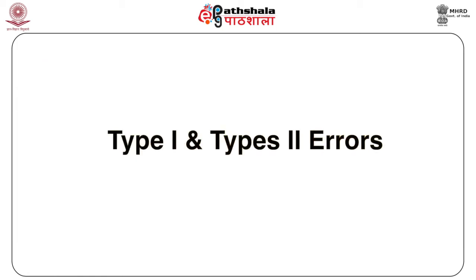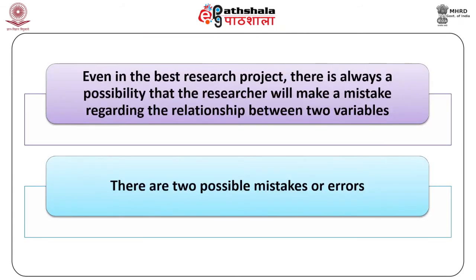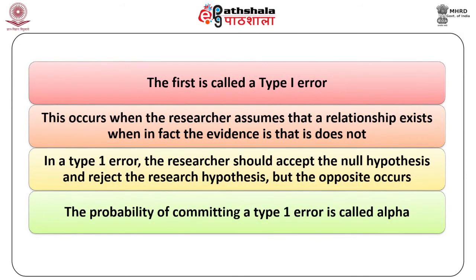Next, we move on to type 1 and type 2 errors. Even in the best research project, there is always a possibility that the researcher will make a mistake regarding the relationship between the two variables. There are two possible mistakes or errors. The first is called the type 1 error. This occurs when the researcher assumes that a relationship exists when, in fact, the evidence is that it does not. In type 1 error, the researcher should accept the null hypothesis and reject the research hypothesis, but the opposite occurs. The probability of committing a type 1 error is called alpha.